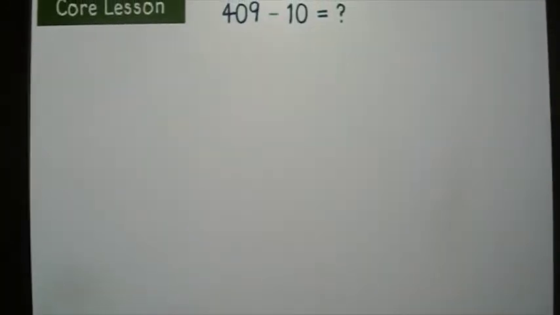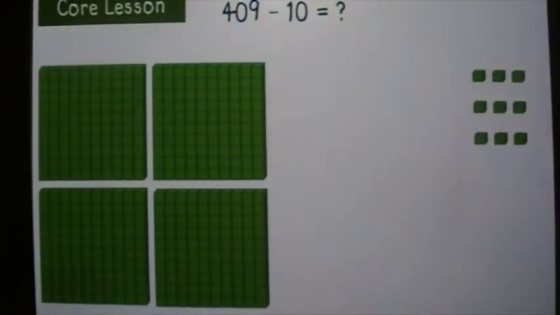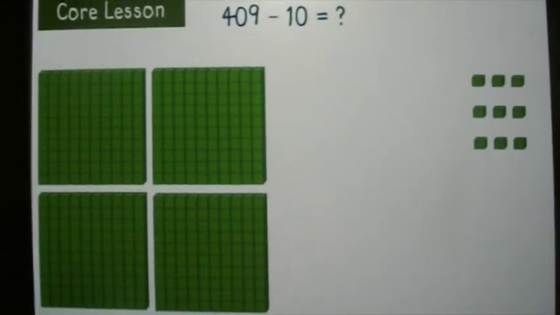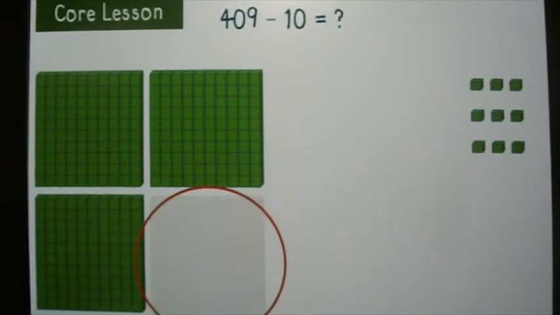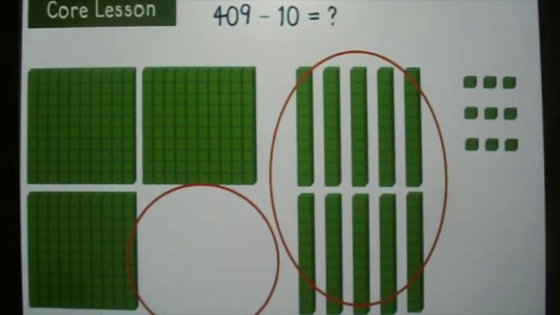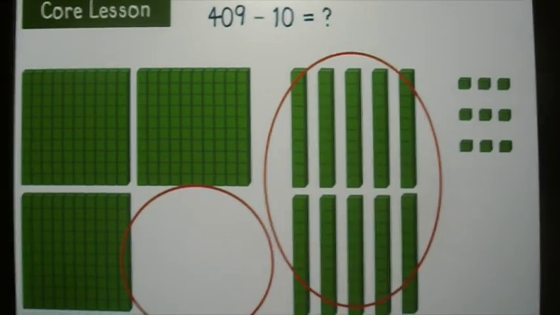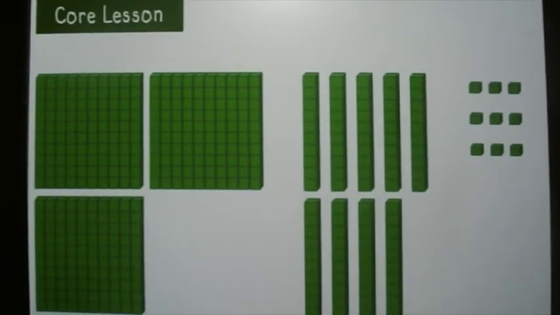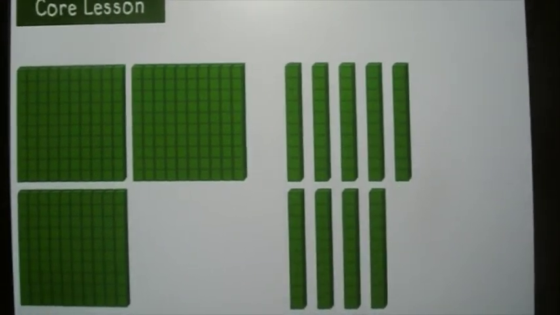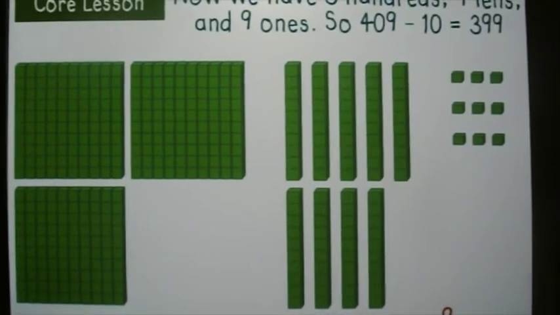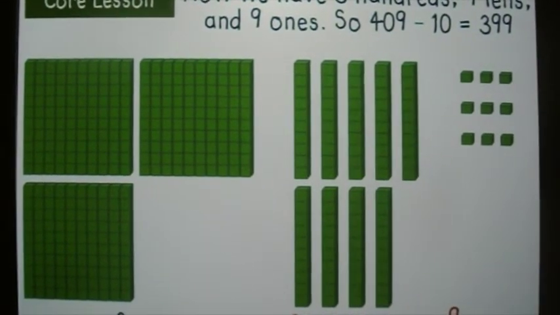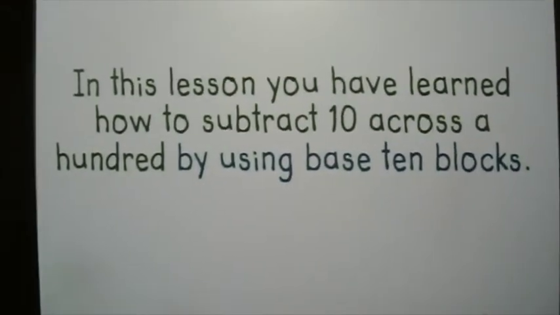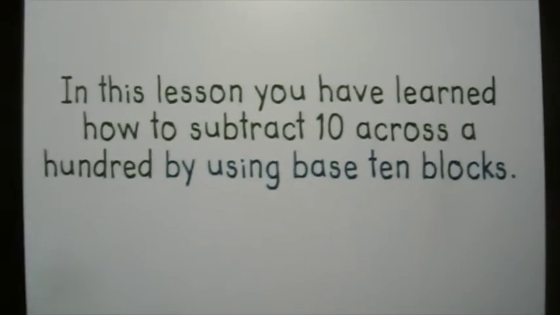Let's try it again with 409 minus 10. So I have 4 hundreds and 9 ones, but I have no tens to take away from. So I'm going to take one of these hundreds, decompose it or break it apart into 10 tens, and then I can take one of these tens away. So I'm left with 3 hundreds, 9 tens, and 9 ones. So 409 minus 10 equals 399. In this lesson, you have learned how to subtract 10 across 100 by using base 10 blocks.